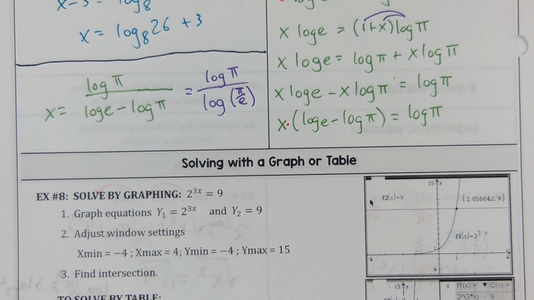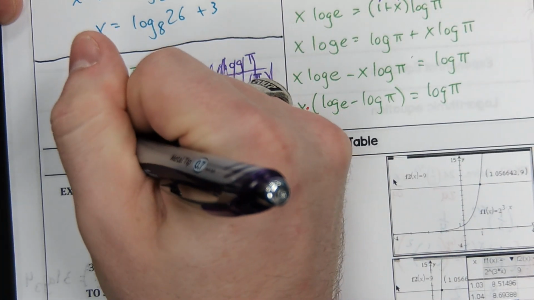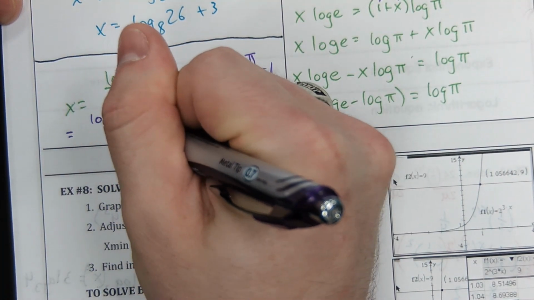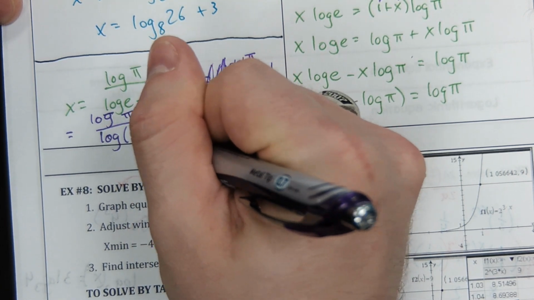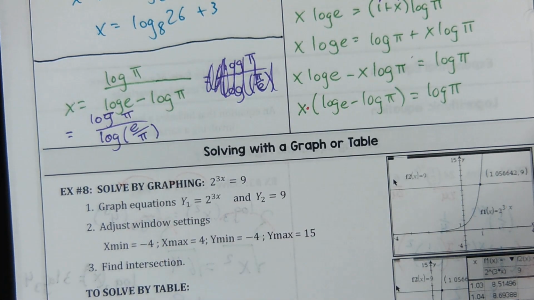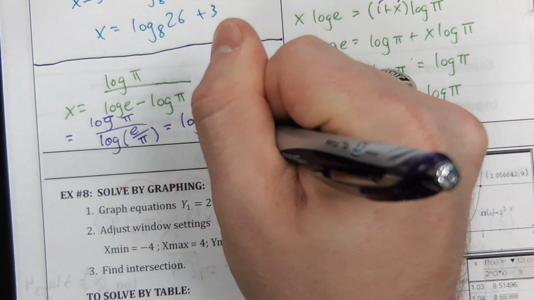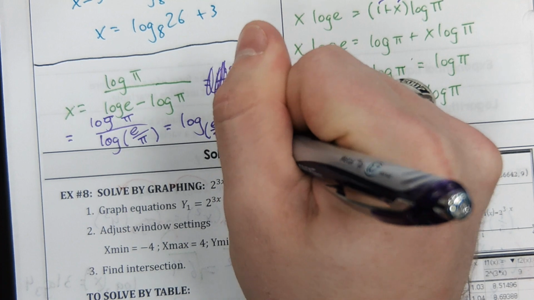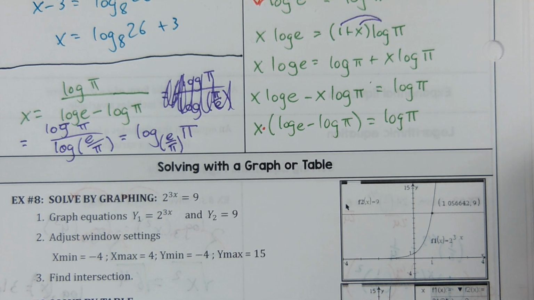Oh crap, my fraction's upside down. Yes, it should have said e over pi. Womp, womp, womp. All right, let me just do this. Sorry, guys. There. And last but not least, remember what I said? I want to be able to write this as a single logarithm. So use change of base: log base e over pi of pi. There is the answer written as a single logarithm.